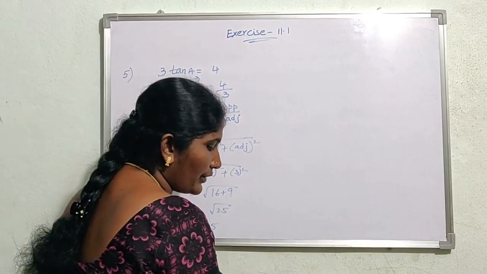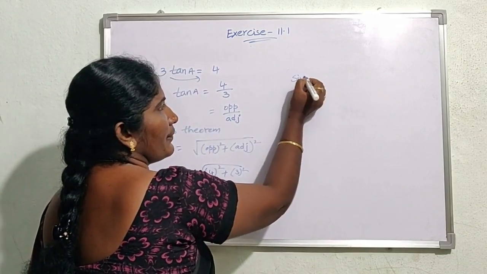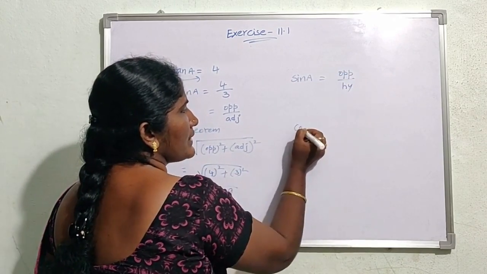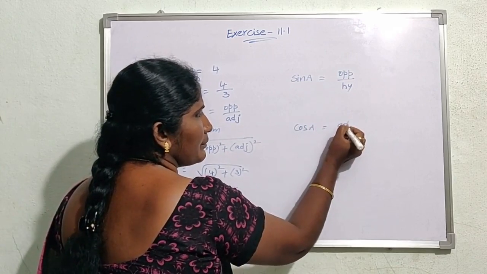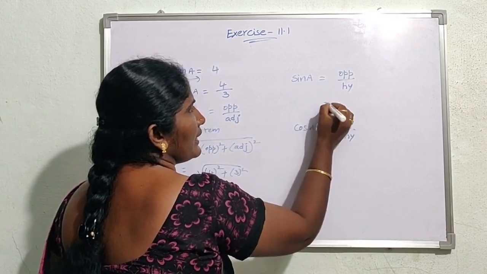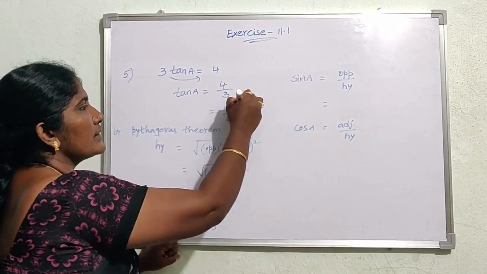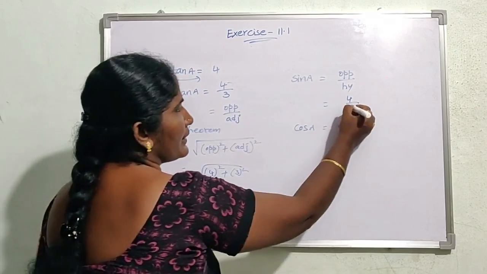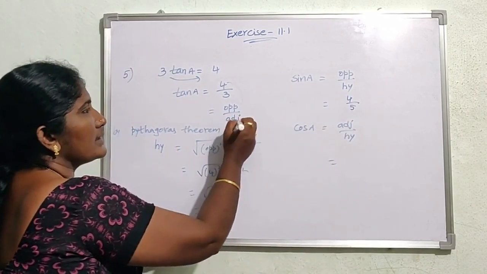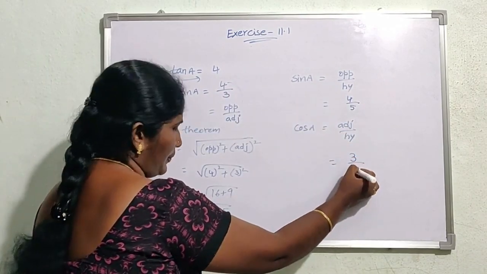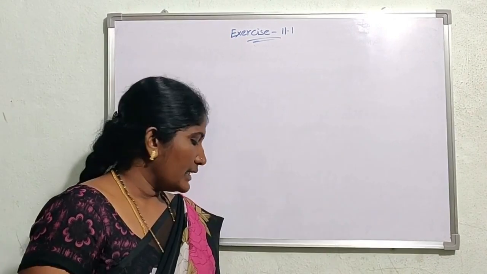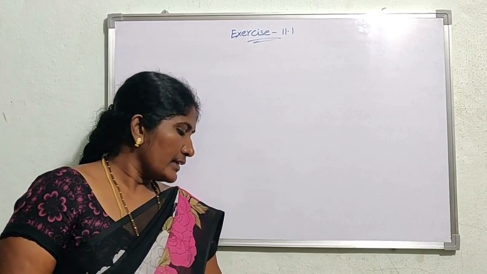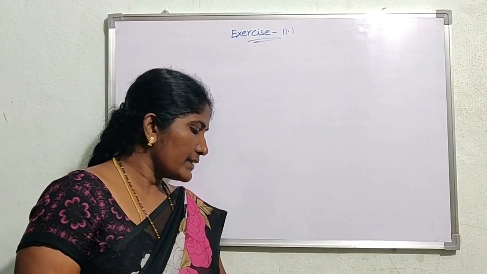Now what are the ratios we want to find out? Sin and cos. Sin A is opposite side by hypotenuse and cos A is adjacent side by hypotenuse. Substitute the values. What is opposite? Opposite is 4 by hypotenuse is 5 units. Coming to adjacent, adjacent is 3 units, hypotenuse 5.